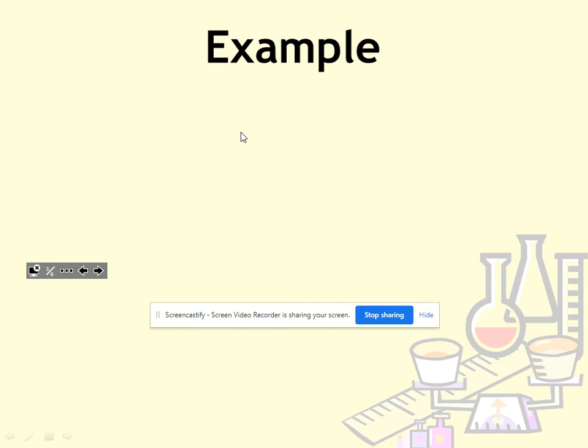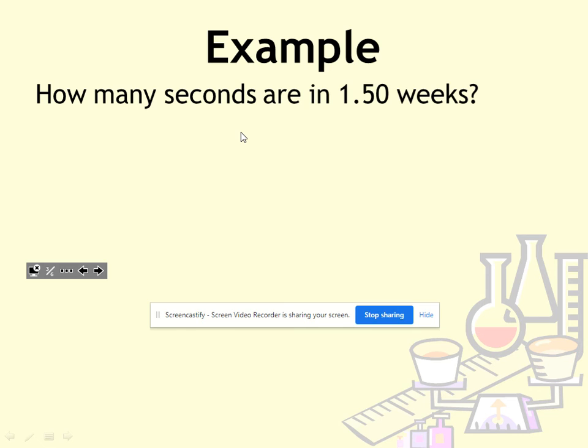So here's our example. On the top it says, how many seconds are in 1.50 weeks? Now it's an odd way to write it, but I'm saying in 1.50 weeks exactly, right? That zero tells me precision. So how many seconds are in a week and a half?